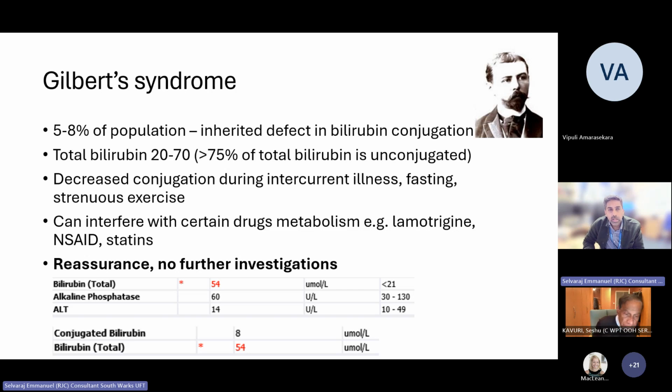So clinical appearance of jaundice is not very helpful to differentiate between the two. However, if they are very jaundiced, i.e. bilirubin more than 100, like you saw in the previous slide, then that would raise more suspicion of it not being Gilbert's.